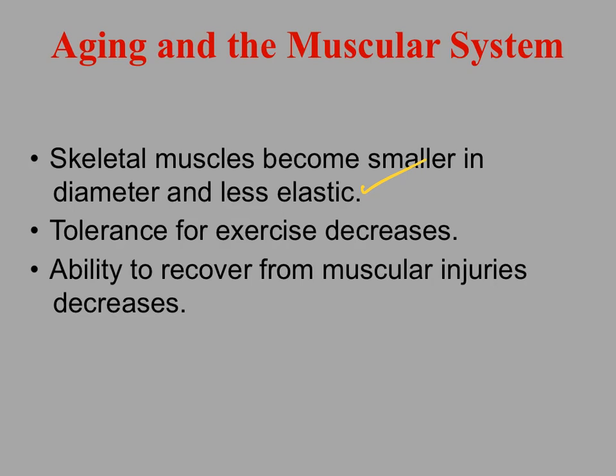Our tolerance for exercise decreases for a number of reasons, and then our ability to recover from muscular injuries decreases. So we don't heal as well as we once did, and we don't heal as fast as we once did. I'm sure your book has a little section at the end of the chapter that goes into more detail about aging and the muscular system.